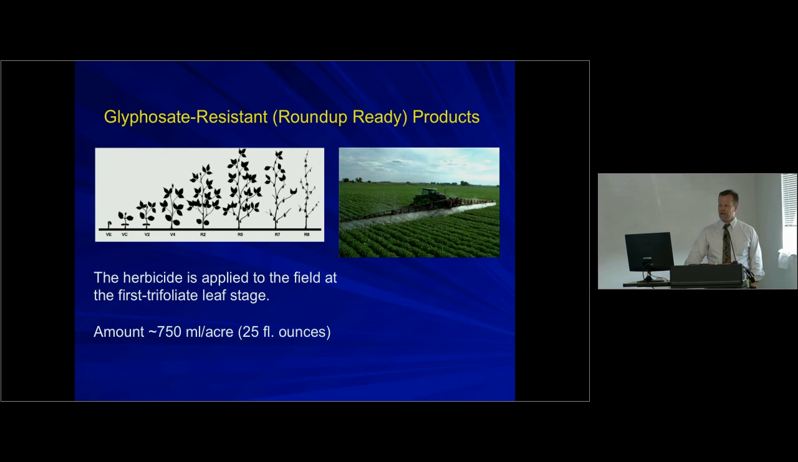trifoliate leaf stage. So you're not spraying it on food, you're not spraying it on the items that will go into processing. You spray it on the plant at a young age, and you use about 750 milliliters per acre, or about 25 fluid ounces. So you're using about 2 soda cans of the active ingredient over an acre. And what you're seeing there on the right is mostly water. This is a sprayer that's loaded up with water that's distributing glyphosate on some soybeans.